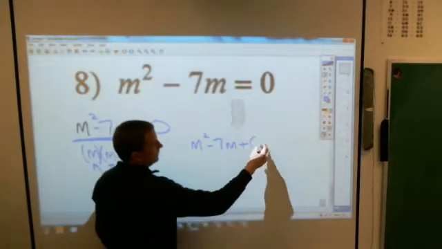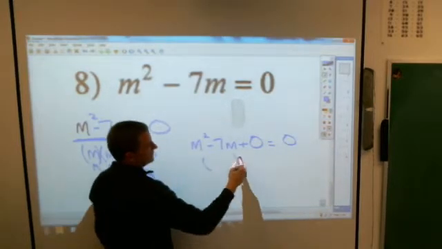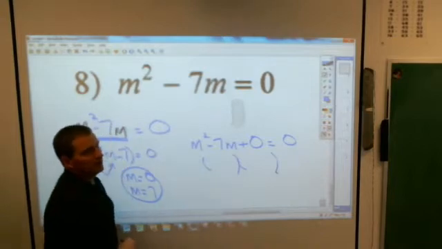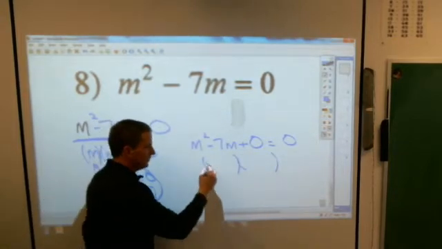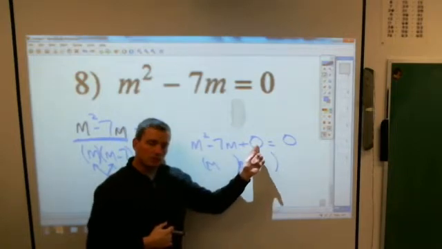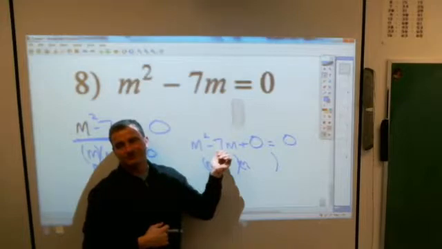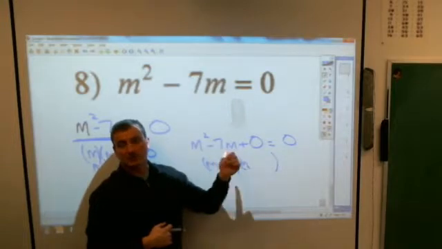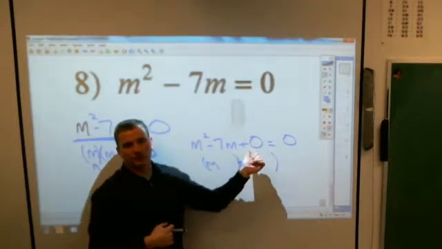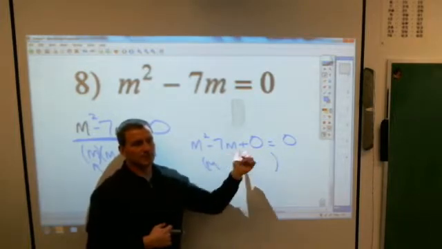Make it a trinomial by putting it plus 0 equals 0. If you factored this into two binomials, we know the first terms are m's, so what times what gives you 0 when added together gives you -7? It just gets a little weird here. What times what gives you 0, by the way? How many different factors could you get to what times what gives you 0?